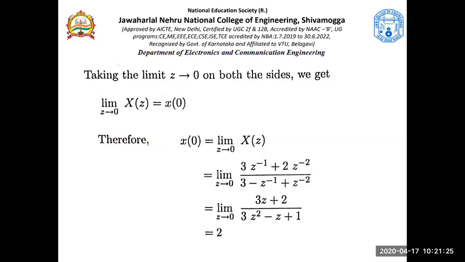In the first problem, x of 0 is found by the initial value theorem. In the second problem, the initial value theorem is not applicable, so this is what we have done to find x of 0. I hope you've understood. This is simple stuff. If you just refer to this again, you'll understand, not at all a problem. Let's go with the next problem now.